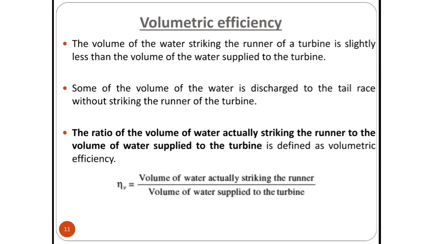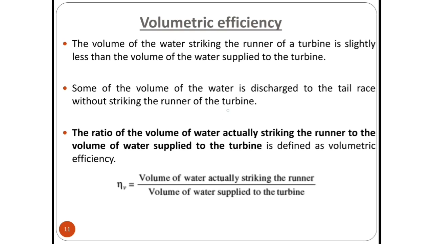So let us go with the volumetric efficiency. The volume of water striking the runner of the turbine is slightly less than the volume of water supplied to the turbine. Usually one volume of water will be supplied to the turbine, but the same volume of water will not strike the vanes. So 100% of water will not strike, and there will be some loss of water. Some volume of water is discharged to the tail without striking the runner of the turbine.